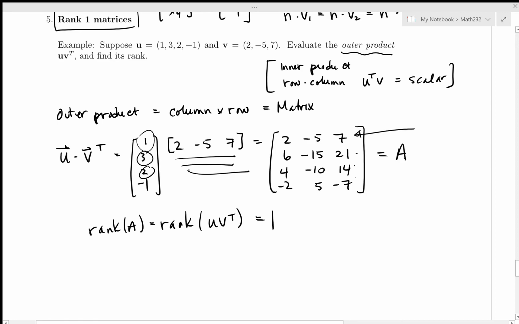If you want, you can do the Gaussian elimination on this, and I would get 3 zero rows, and I would get the first row. And then I would say, oh, look, the rank of A is 1. Okay, so that always happens.